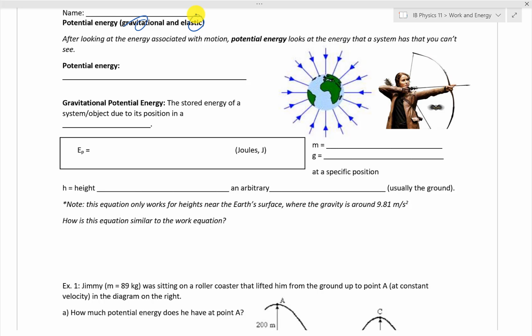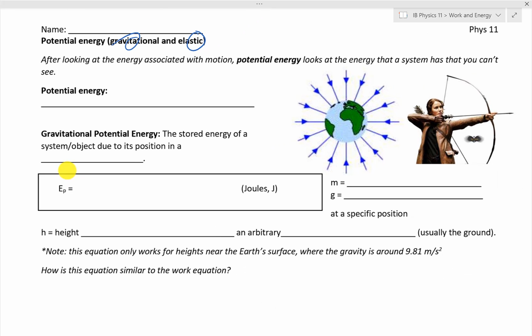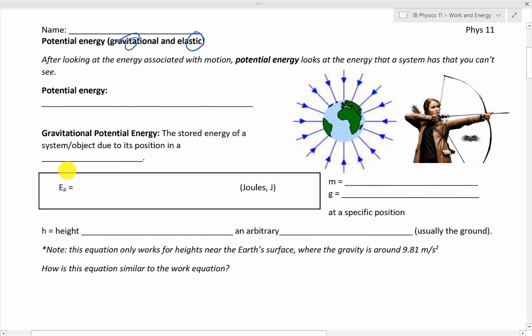Oftentimes you would hear the word when someone would tell you, oh, you have lots of potential to become something. But we can't see that right now. It's not manifesting itself. So what does that mean in terms of physics? Potential energy has the ability to do work, the ability to be converted to other forms of energy. We call that stored energy.